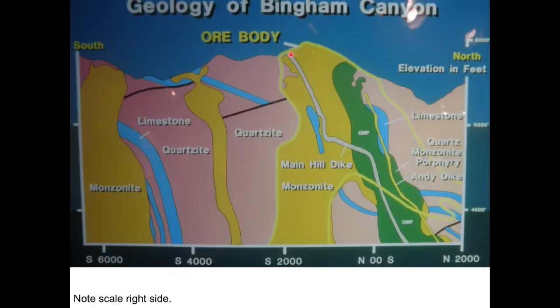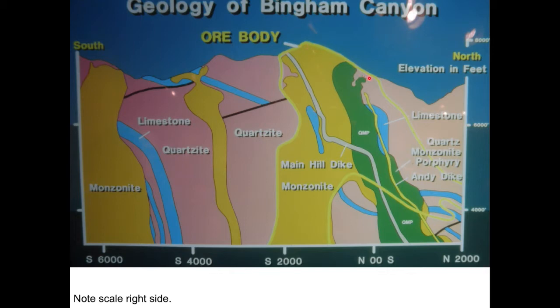Now here are some images that I took on a family vacation a few years ago. You got to laugh at that one. I know my kids did. But we went to Bingham Canyon when we took a trip to Salt Lake City. And you're looking now at Bingham Canyon before it was ever mined.